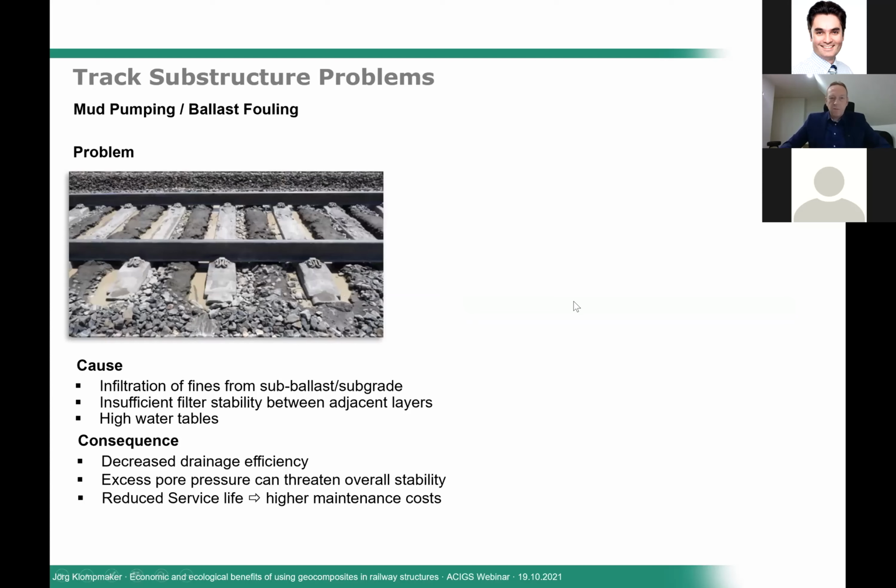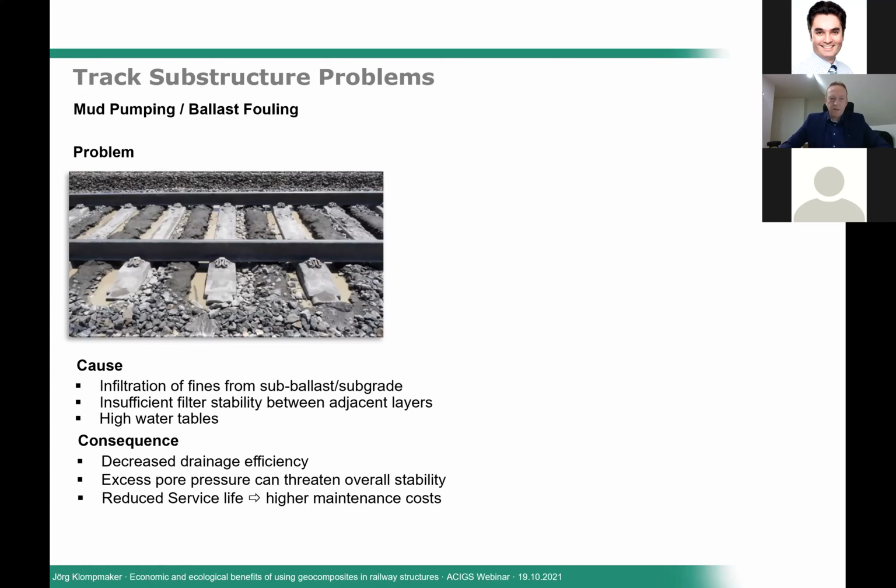Another problem can be the so-called mud pumping or ballast fouling, which this picture is showing. The cause of that is infiltration of the fines from the subgrade, which is moving up into the ballast or sub-ballast layer. Usually, another reason is insufficient filter stability between adjacent layers and high water tables, which are transporting the fines from the subgrade into the upper sub-ballast or ballast layer.